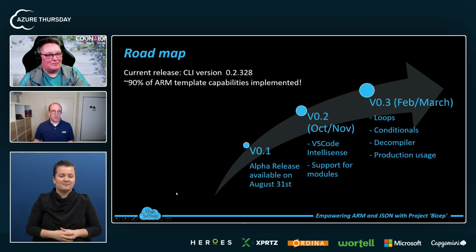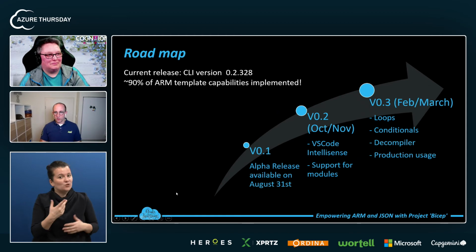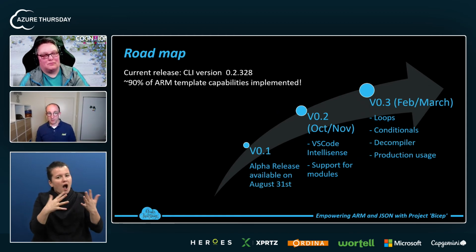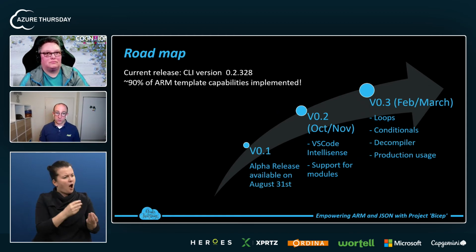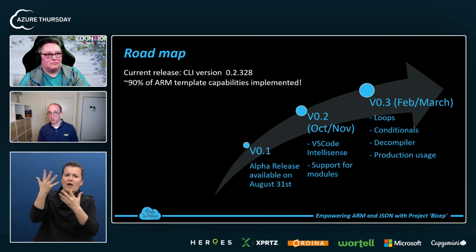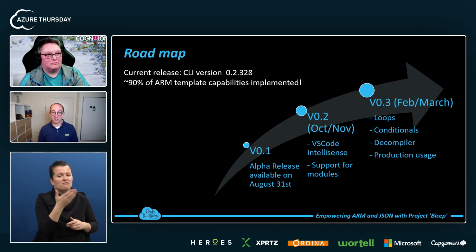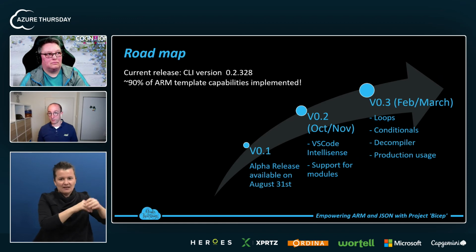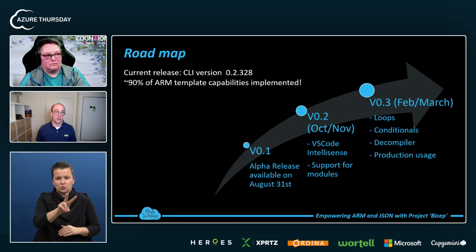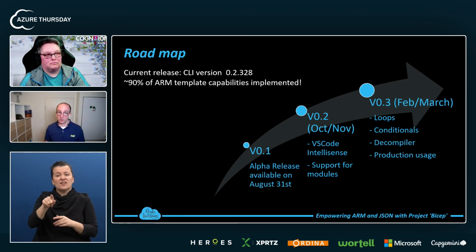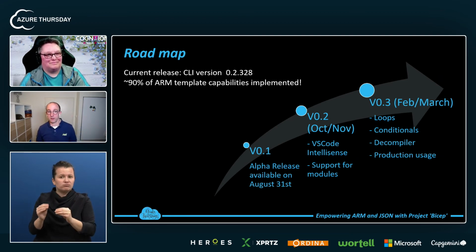So we wanted to show you a little roadmap of where Bicep came from and where it's going to. So we started off with the 0.1 version back in August last year. And as you can see, it had a lot of features added over the last couple of months. We are now at a 0.2.3.8 version, very close to the 0.3 version. And right now we are already at 90% feature parity compared to ARM templates, which is really, really great.